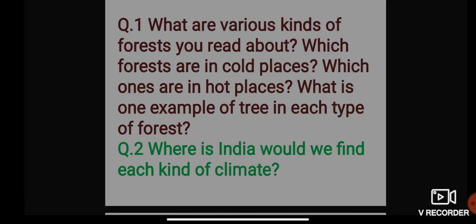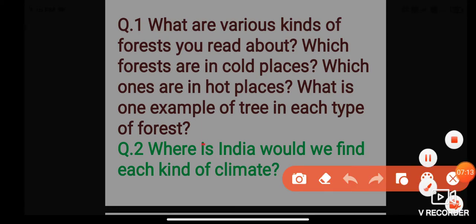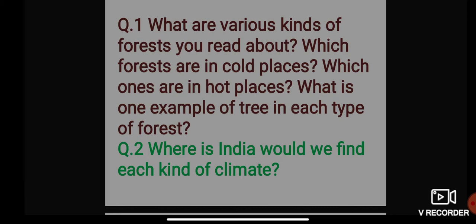So what is question number 2 all about? Where in India? Sorry, not "where is", it should be "where in India". This is a mistake; in place of "is", it should be "in". Where in India would we find each kind of climate?